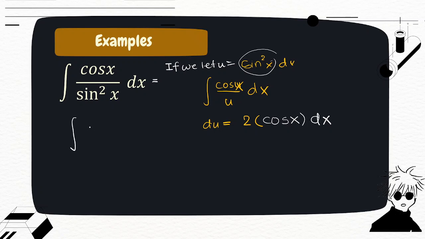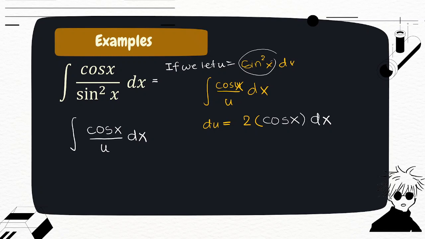Our simplified form is cosine x over u dx. Tama? O, anong nakikita mo dyan? What can you see? I will be having yung 2. Anong makakancel dyan? Isip, isip. Paano mangyayari dyan? Mag-cancel tayo. Anong ika-cancel natin?